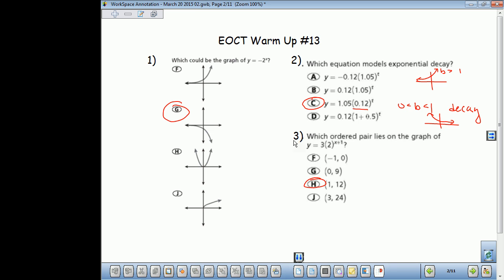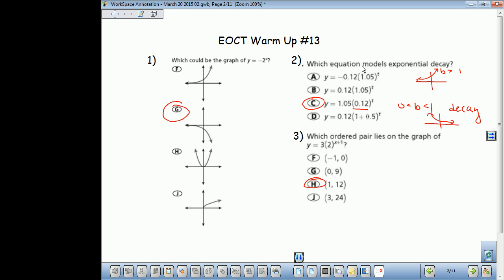Okay, now that you're back with us, let's take a look at the answers to these. Number 1, which could be the graph of y equals negative 2 to the x? Well, the negative out in front changes the y's all to the opposite, so it goes from being the parent function, which is this one, and reflects it over the x-axis, so the correct answer is G.